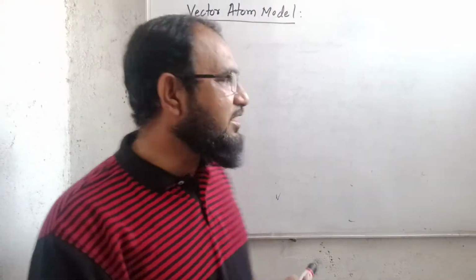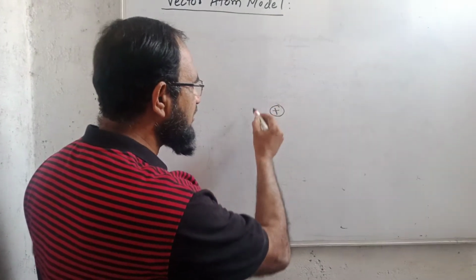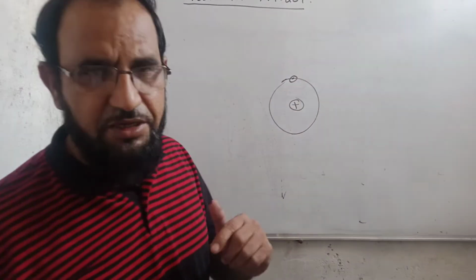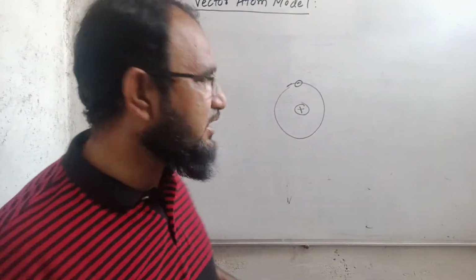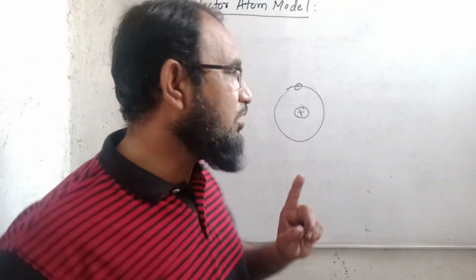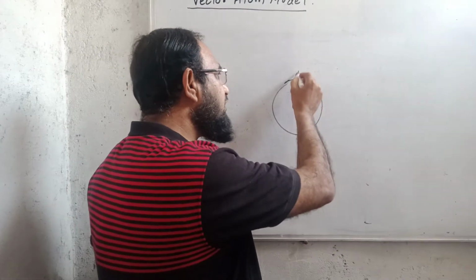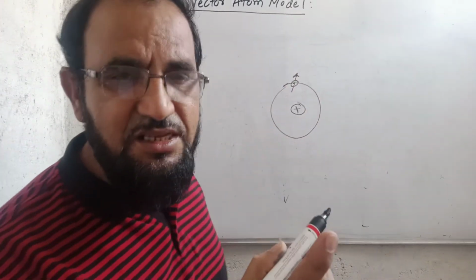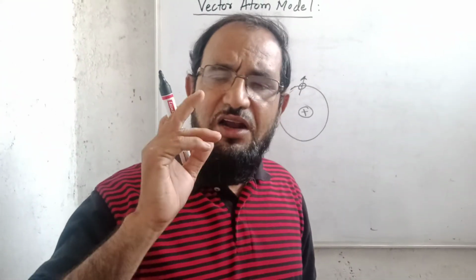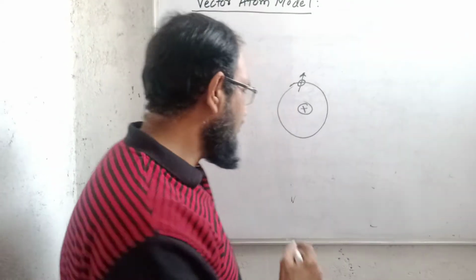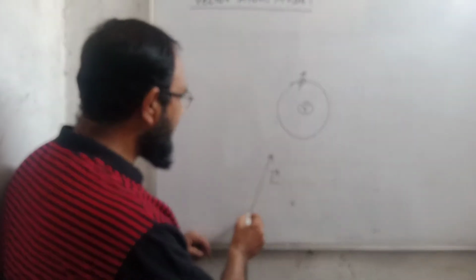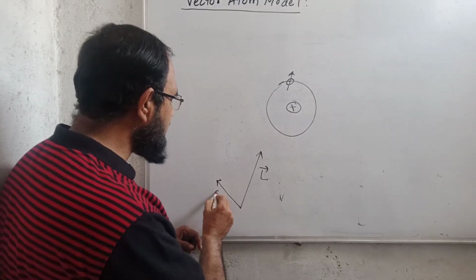We know that in an atom there is a nucleus and the electrons are revolving around the nucleus in circular orbits. Because of the circular motion of the electron, there is orbital angular momentum. The electron also rotates about its own axis, which is known as the spin angular momentum. So there are two types of angular momentum: the orbital angular momentum vector L and the spin angular momentum vector S.